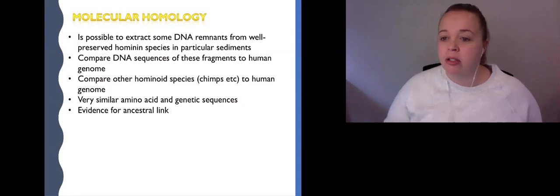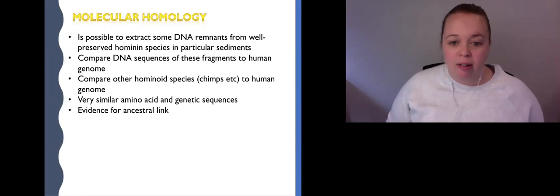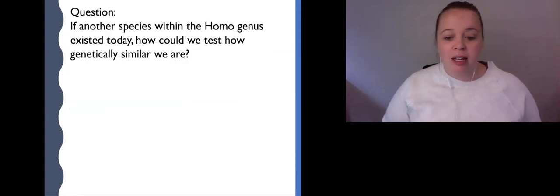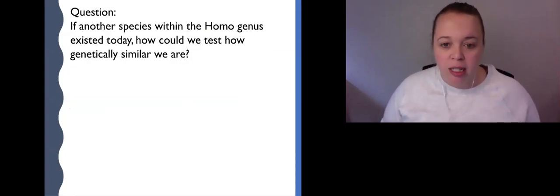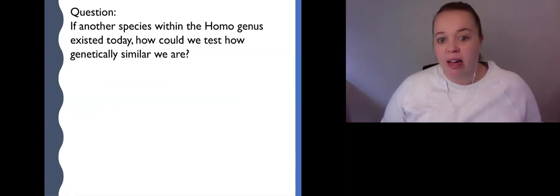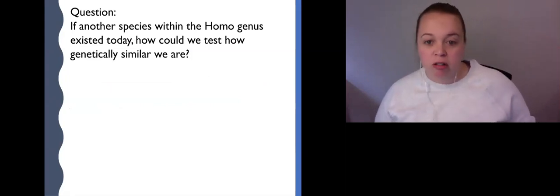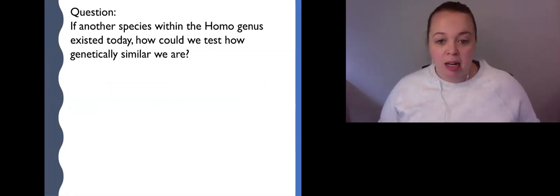So we don't just use these physical similarities, we still use the DNA evidence. So this bit here: if another species within the Homo genus existed today, how could we test how genetically similar they were? Say we found a random Neanderthal, just some weird extra human-like species on the planet right now. How would we test them?